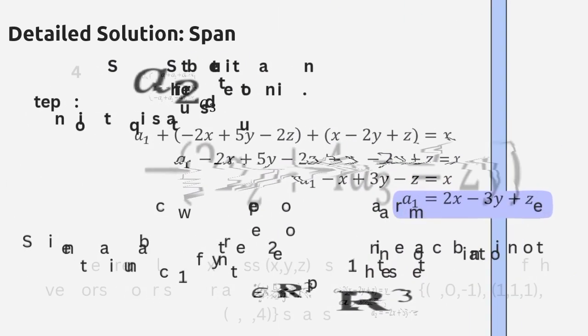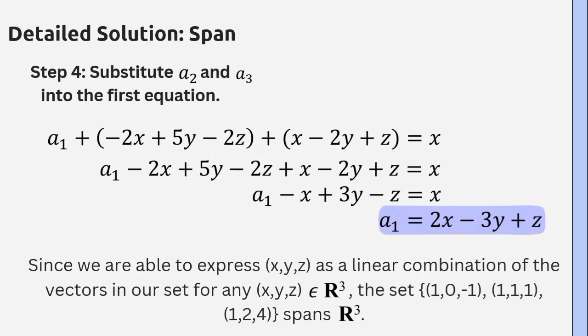Now here is the solution for a sub 1. We are now on step number 4. We are going to substitute a sub 2 and a sub 3 into our first equation. If we substitute, we will arrive at this equation: a sub 1 plus the value for a sub 2, plus the value of a sub 3, is equal to x. So by doing the operation, we have a sub 1 minus 2x, and then plus 5y minus 2z plus x minus 2y plus z, which is equal to x.